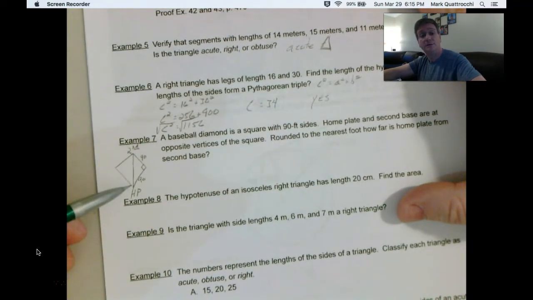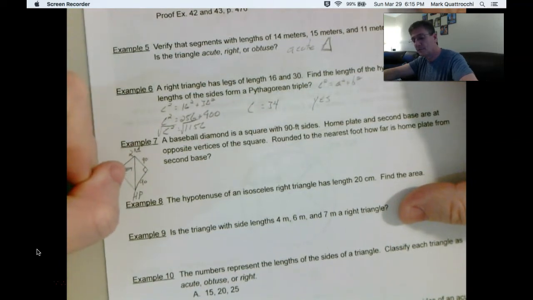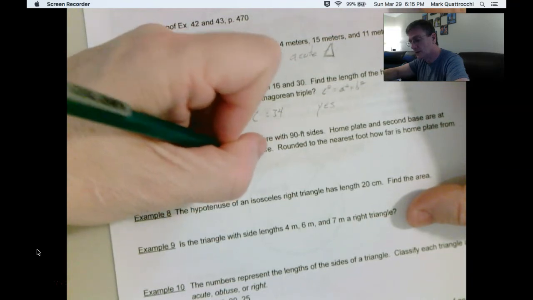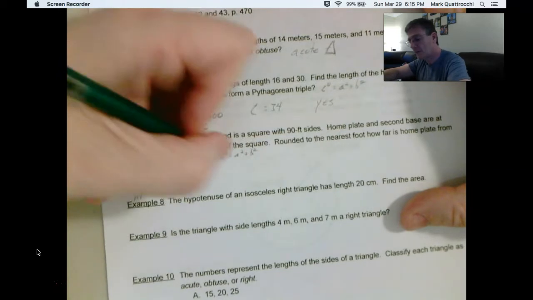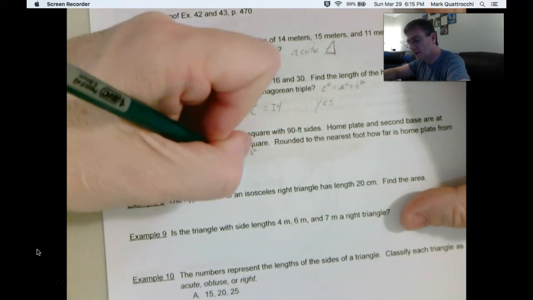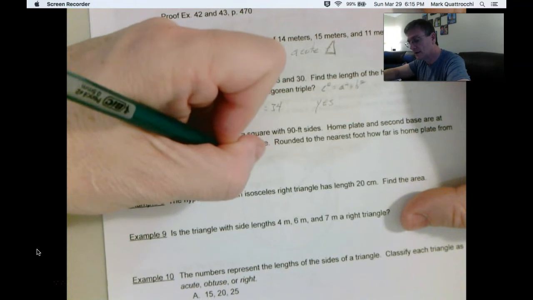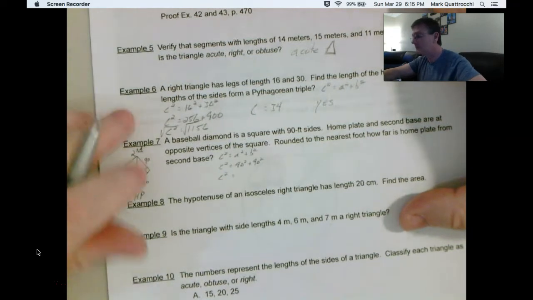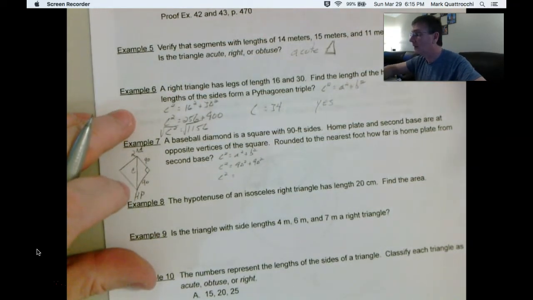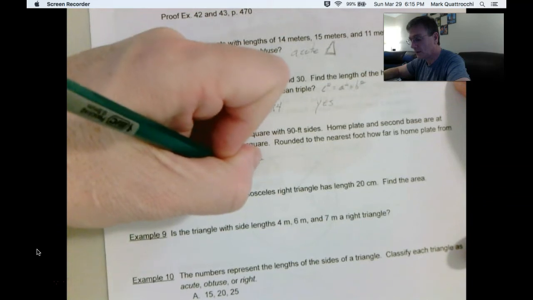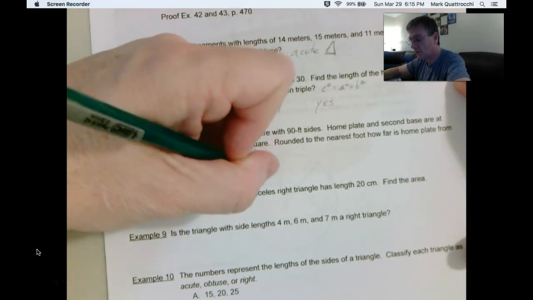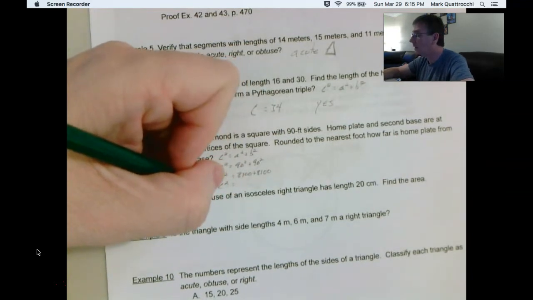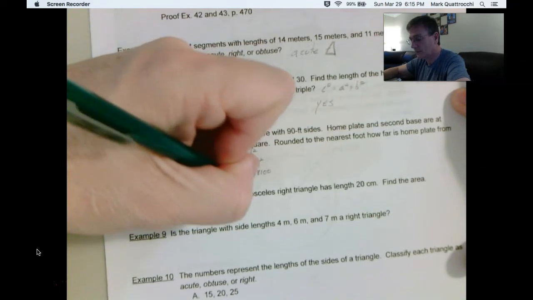This is the hypotenuse because it's opposite the right angle. So c squared equals a squared plus b squared yet again. C squared equals 90 squared plus 90 squared. C squared equals 8100 plus 8100, which is 16,200.